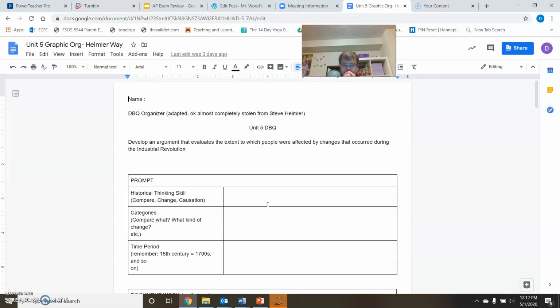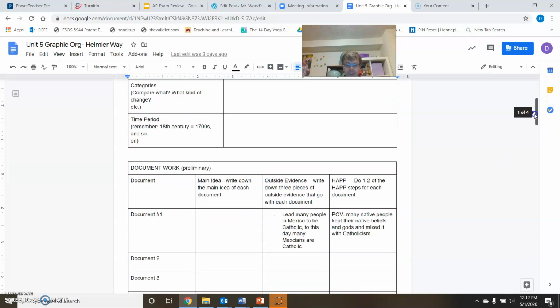We have keywords there. I could use a couple of different historical thinking skills on this one. Probably causation or change and continuity over time, something like that. Categories, what are you comparing? What kind of change? What actually are you doing on this? Let's look at the social aspect with people a bit here. And your time period, write down those years.